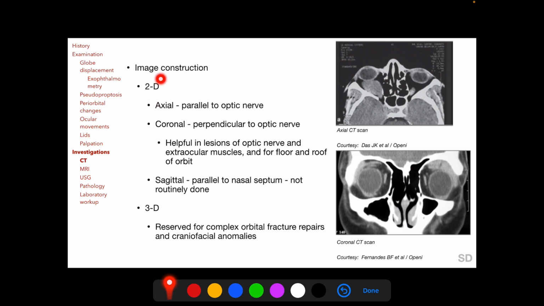The two-dimensional reconstruction can be either axial, parallel to the optic nerve as shown in this picture, or coronal, that is perpendicular to the optic nerve as shown in this picture. And coronal CT scan is helpful in lesions of optic nerve and extraocular muscles and for floor and roof of the orbit. Sagittal reconstruction of CT scan parallel to the nasal septum is rarely done. Three-dimensional CT scan is not done routinely and is only reserved for complex orbital fracture repairs and for craniofacial anomalies.